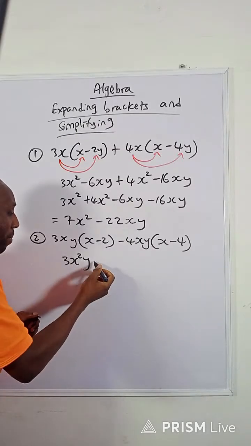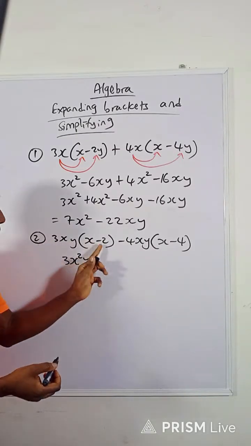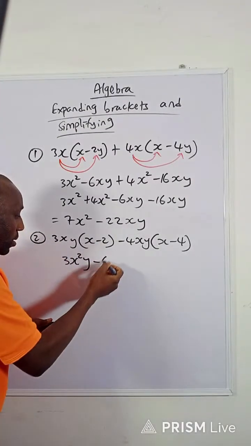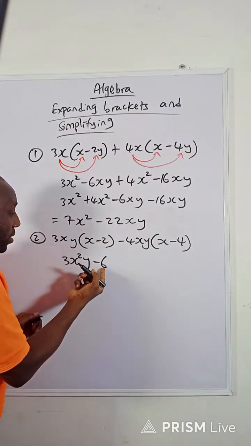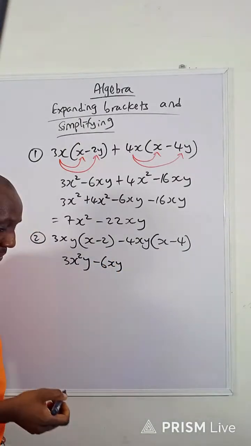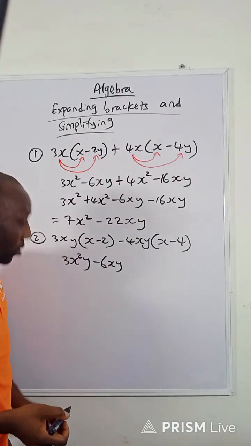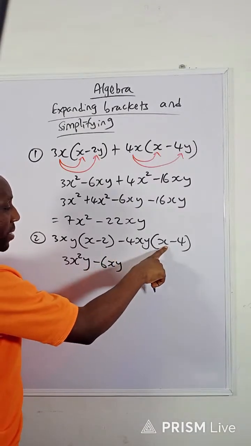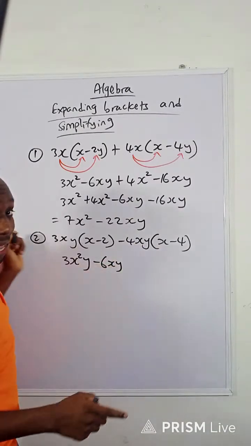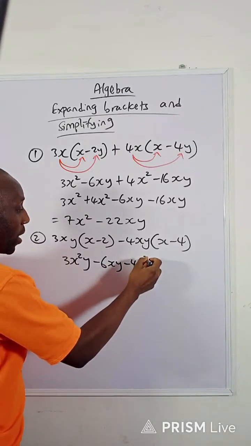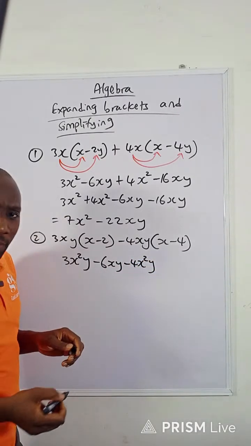All right? Then minus 3xy times negative 2. 3 times negative 2 is negative 6, then xy. Can you see that? Good. So let's continue. And then you have negative 4xy times x. Again, x times x is x squared. So that will be negative 4x squared y. You see what I'm saying?